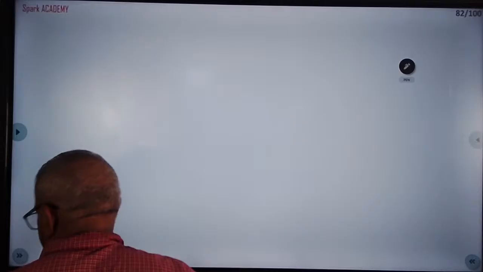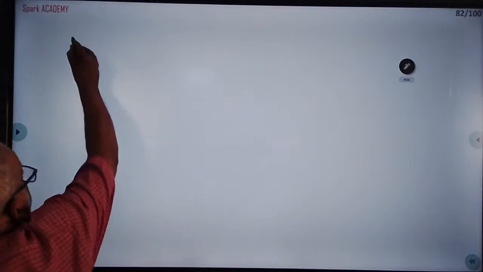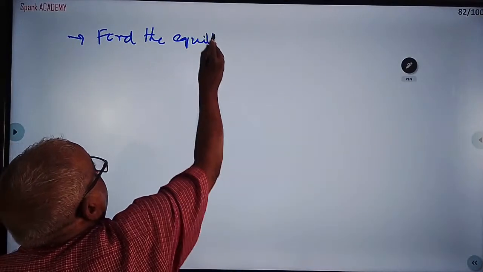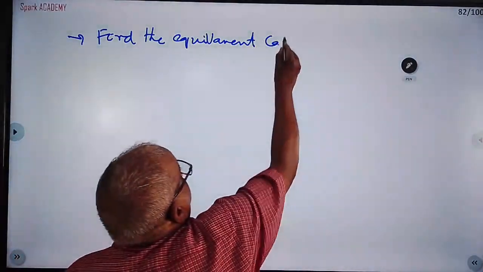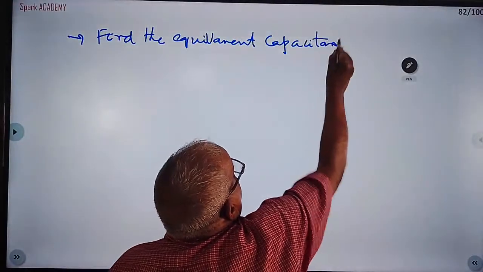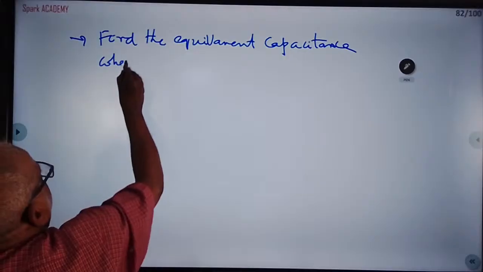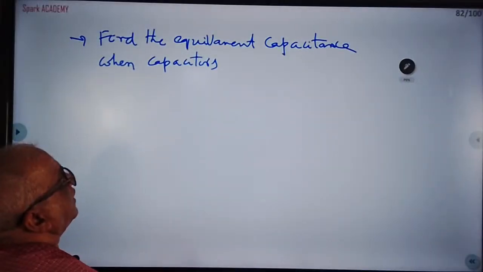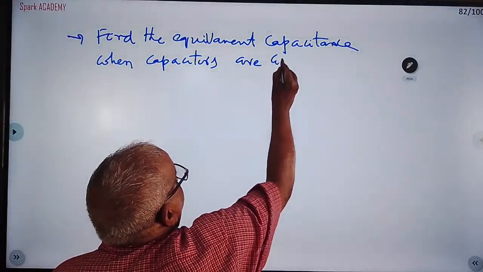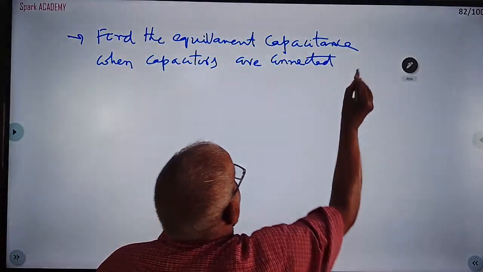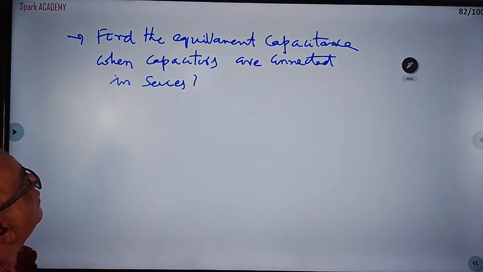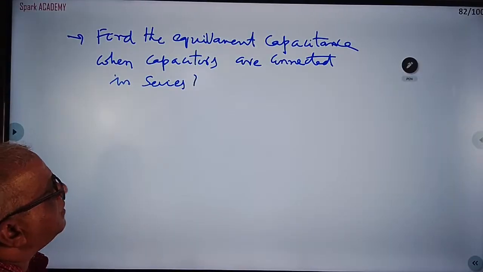The next question I am discussing in this chapter: capacitors in series. Find the equivalent capacitance when capacitors, or condensers (capacitor and condenser are one and the same), are connected in series. Find the equivalent capacitance when capacitors are connected in series.